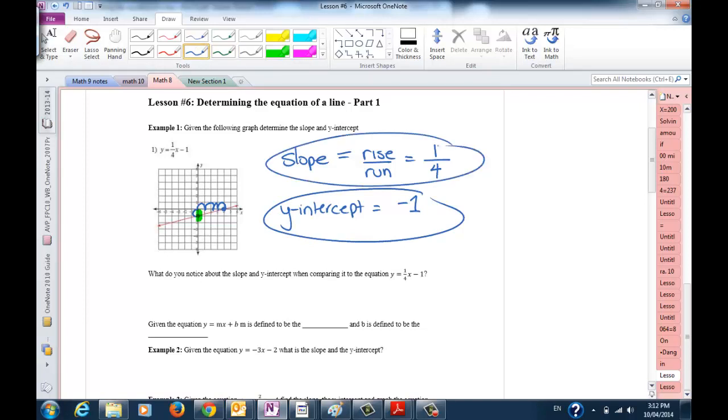Now I want us to compare our slope and our y-intercept with the equation. So I've actually just written it down here for us. Notice the slope, a quarter, appears right before the x in our equation. This, in fact, is always going to be the case. So the coefficient in front of our variable is always going to be the slope.